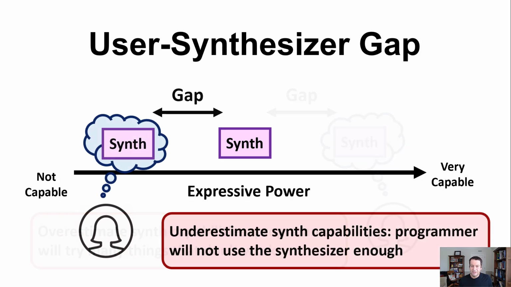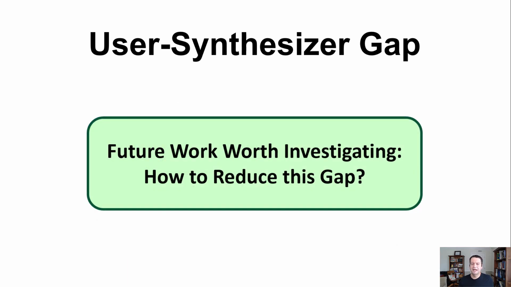On the other hand, the programmer might underestimate the synthesizer's capabilities, which is what's shown here, in which case the programmer will just not choose to invoke the synthesizer enough because they think it's not going to be able to help them in this particular case. Now, one really interesting finding of our work, which I think is a really good takeaway here, is that reducing this user-synthesizer gap is a really interesting and fruitful direction for future work. It's something that can really help make synthesizers for general purpose programming more effective.